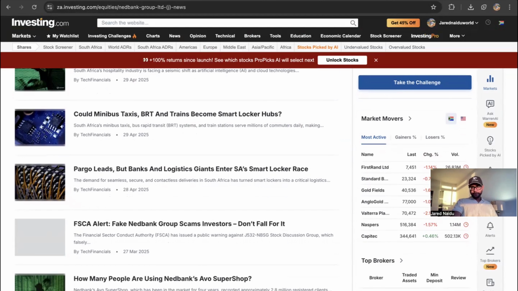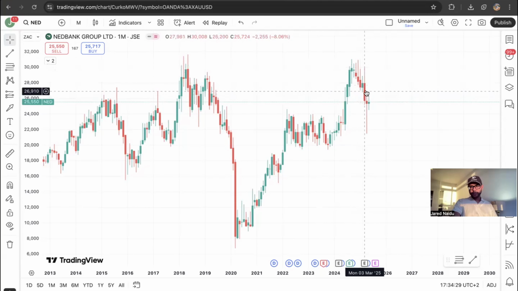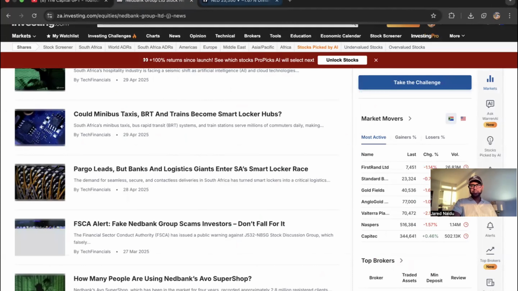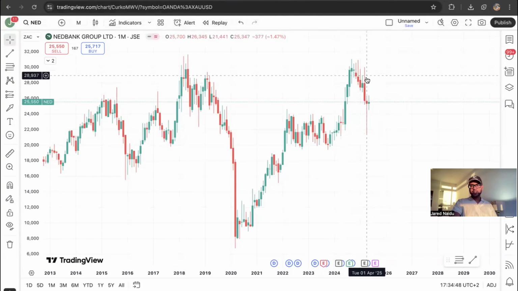Let's have a look. Let's test the theory, right? So let's look at March. Where's March? March. Look here. March candle. This came out in March. March went all the way down here. March peaked at 30,100. It went all the way down to 25,000. So look at that.